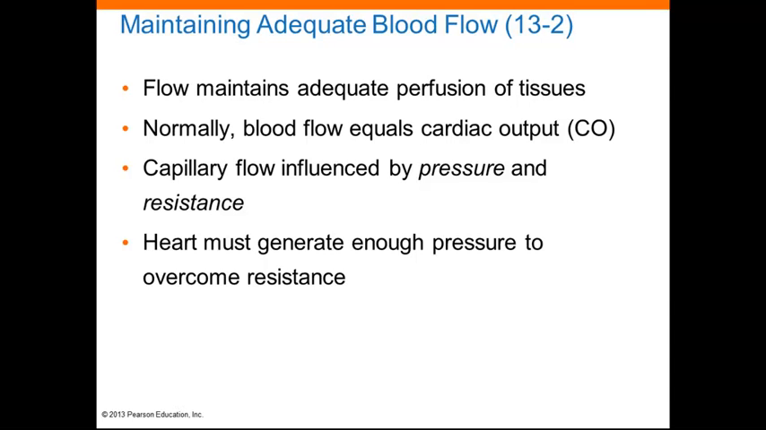Blood flow through capillaries depends on pressure and resistance. These two factors have opposing effects, meaning that increased pressure increases flow, decreased pressure results in decreased flow. Increased resistance decreases flow, and decreased resistance leads to an increased flow. So to maintain blood flow, the heart must generate enough pressure to overcome resistance in the pulmonary and systemic circuits.